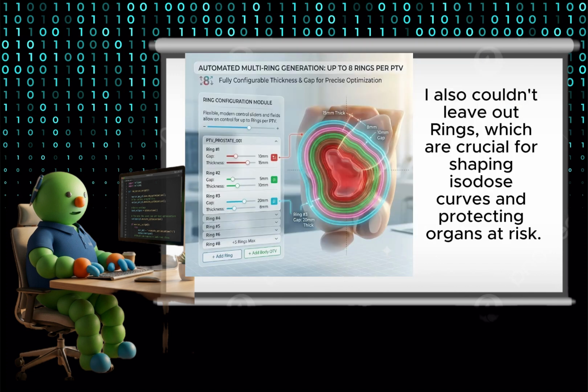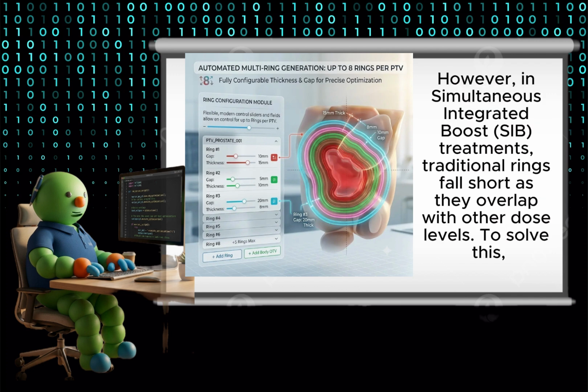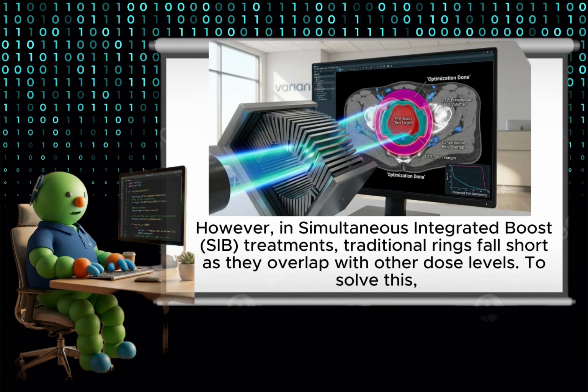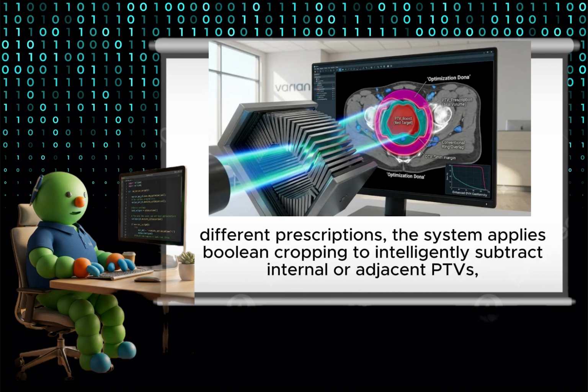I also couldn't leave out rings, which are crucial for shaping isodose curves and protecting organs at risk. The algorithm can generate up to 8 rings per PTV for sequential treatments, offering full control over the gap and thickness. However, in simultaneous integrated boost (SIB) treatments, traditional rings fall short as they overlap with other dose levels. To solve this, the logic evolved into optimization donuts, taking into account the strict dose fall-off required between target volumes with different prescriptions.